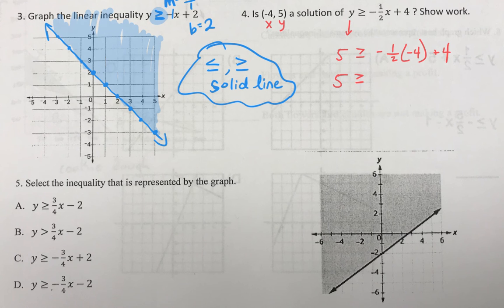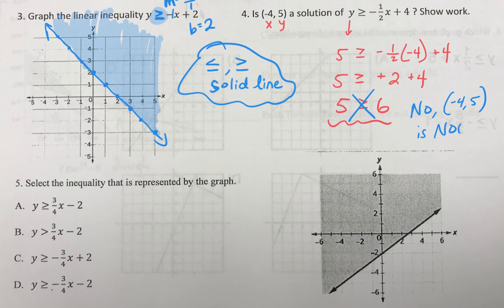So I'll do a little bit of math. -1/2 times -4. So negative and a negative makes a positive. Half of 4 is 2. So this would say 5 is greater than or equal to 6. Is this true or false? Is 5 greater than or equal to 6? No, that's false. So is -4, 5 a solution? No. -4, 5 is not a solution. It doesn't mean that there's no solutions. It just means that that is not one of the solutions.